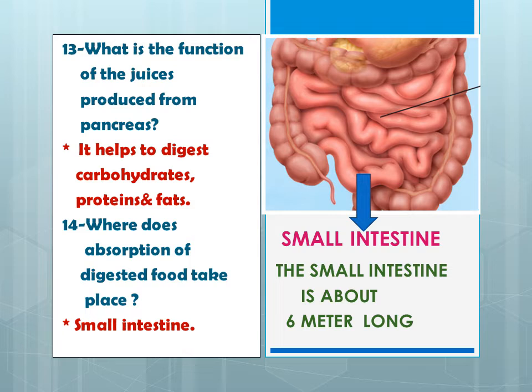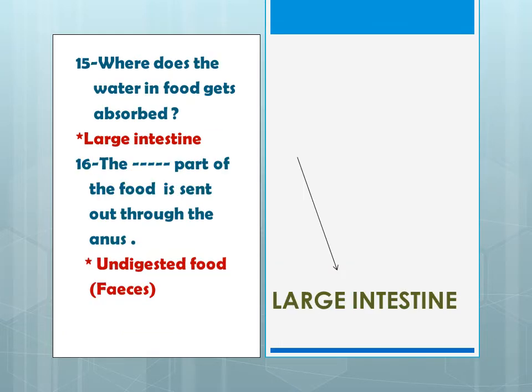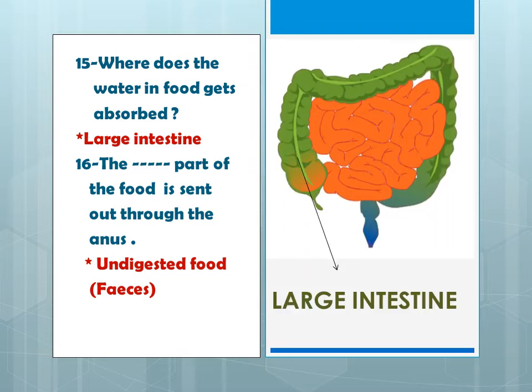Where does the absorption of the digested food take place? Small intestine. Where does the water in food get absorbed? Large intestine. The dash part of the food is sent out through the anus. Undigested food, that is feces.